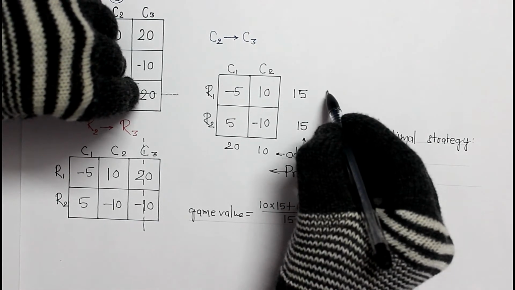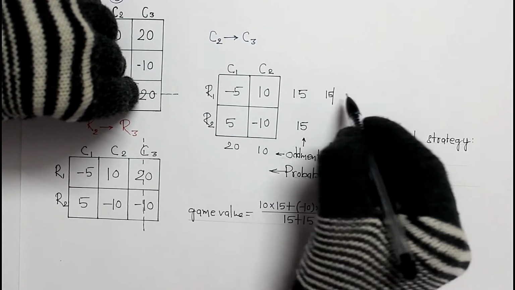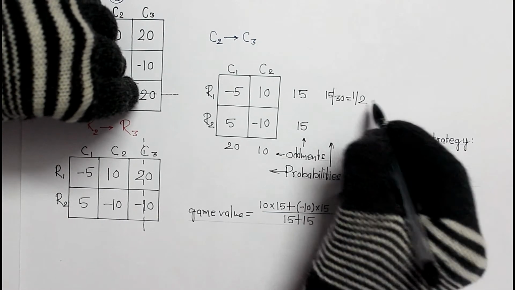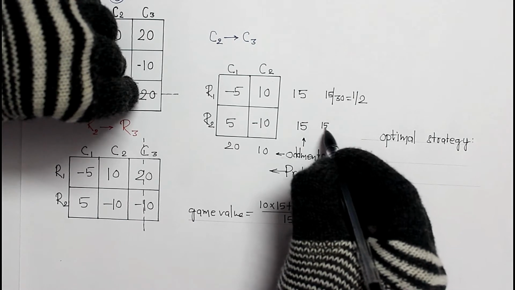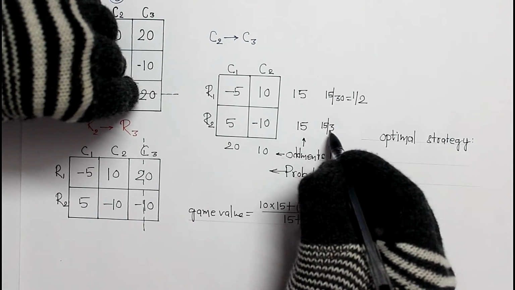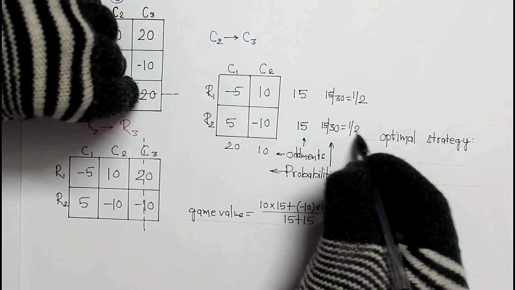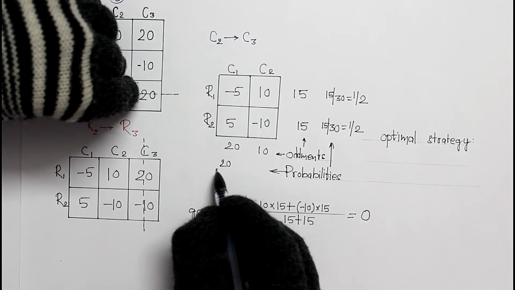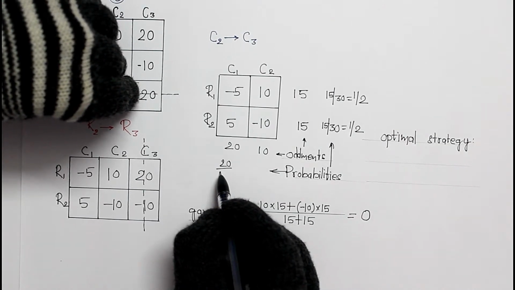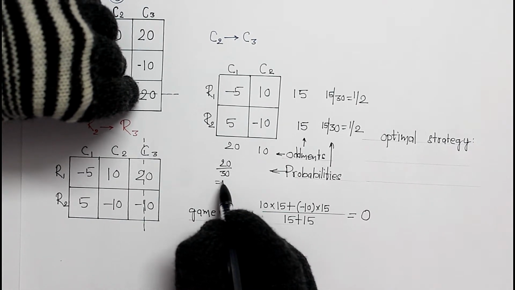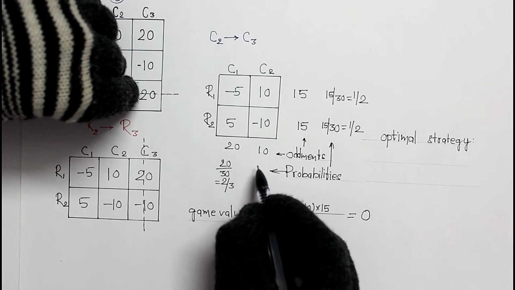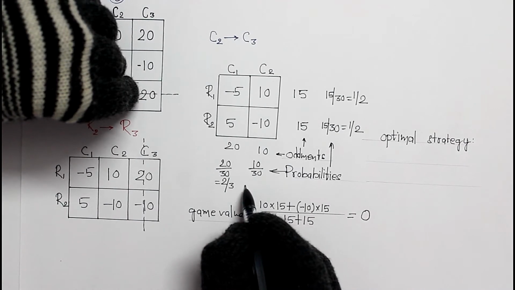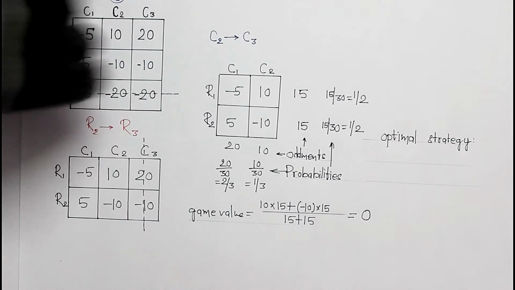Same oddment 15 by the sum of these two, 30, is 1 by 2. 15 by 30, 1 by 2 again. Here, 20 divided by 20 plus 10, 30, is 2 by 3, and 10 by 30. The sum of oddments will always be the same, so 1 by 3.